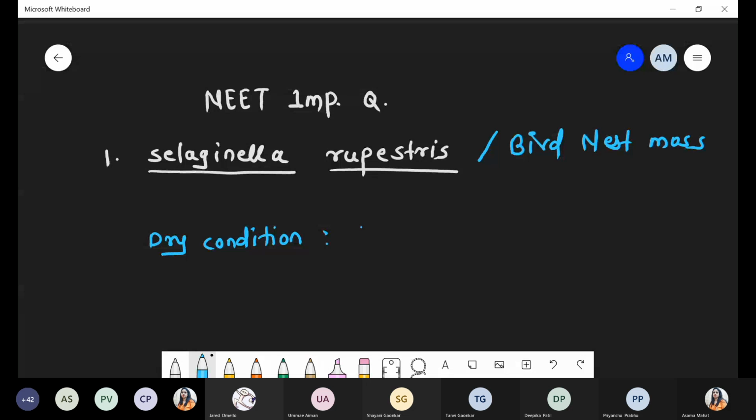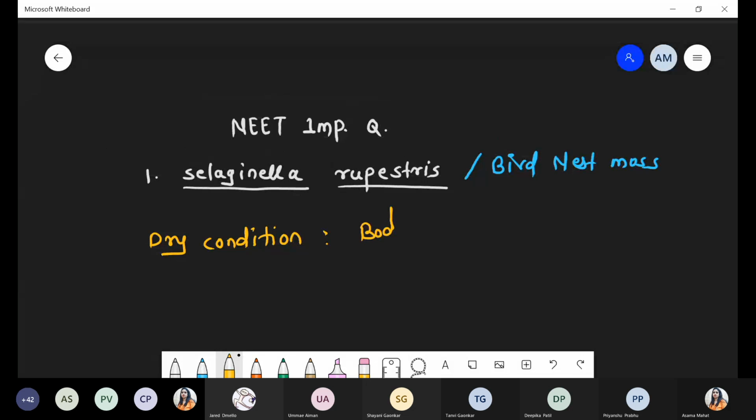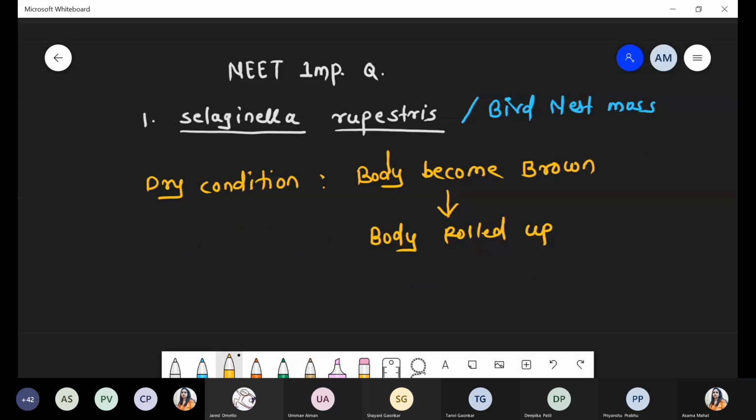It becomes brown, meaning it looks like a nest-like structure. After the browning, the body rolls up. And what happens after the rolling process? Finally it forms a brown ball-like structure, which looks like a bird nest. Simple meaning. So that's why Selaginella rupestris is called bird nest moss.